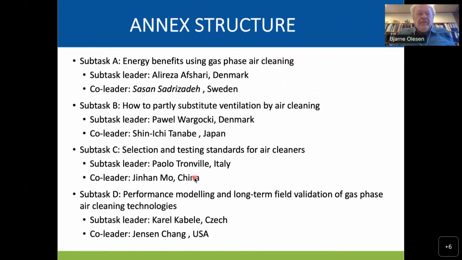The annex has four subtasks. One is related to energy benefits using gas phase air cleaning, led by Alireza Afshari, who also has a presentation today, not on the energy, but on technologies. Then we have a subtask B on how to partly substitute ventilation by air cleaning, led by Pavel, who will be speaking today also. And we have one on selection and testing standards for air cleaners. We will have presentations here today, and this is led by Paolo. And last, we have one on performance modeling and long-term field validation of gas phase air cleaning technologies.